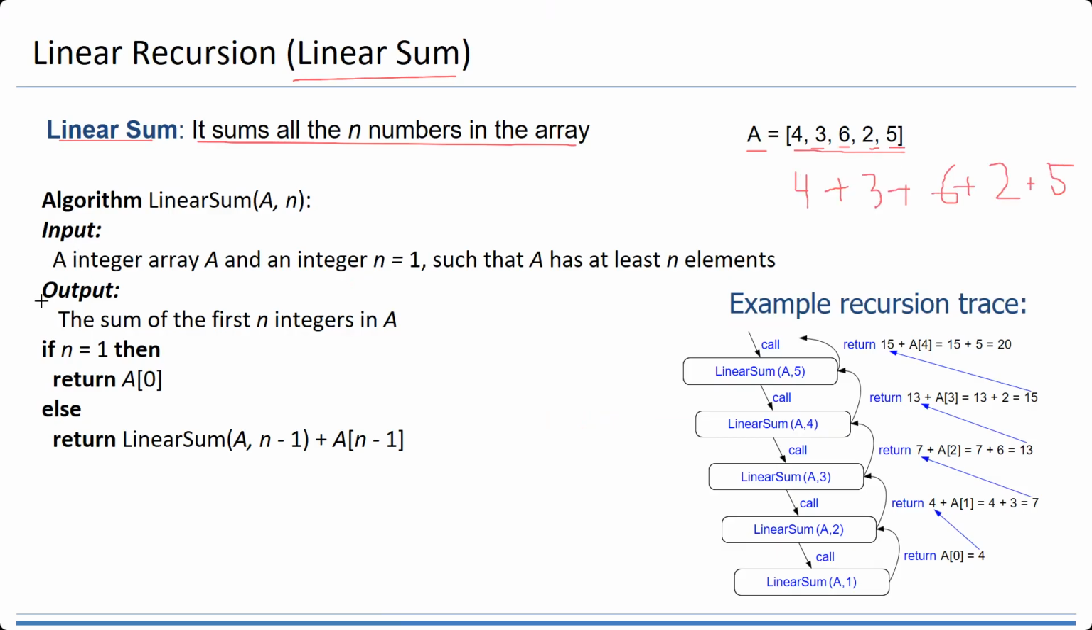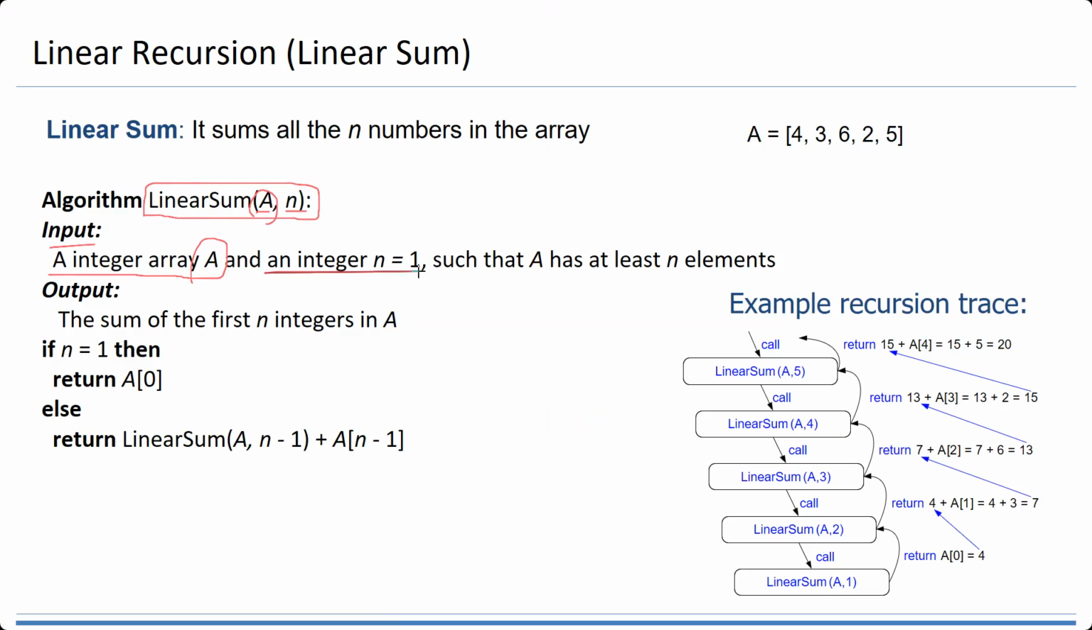Now, in the parameters of the algorithm, I put 2 parameters, A and n. The input is an integer array A and an integer n greater than or equal to 1, such that A has at least n elements. So if we have this n, it means the number of elements. The output will be the sum of the first n integers in A.